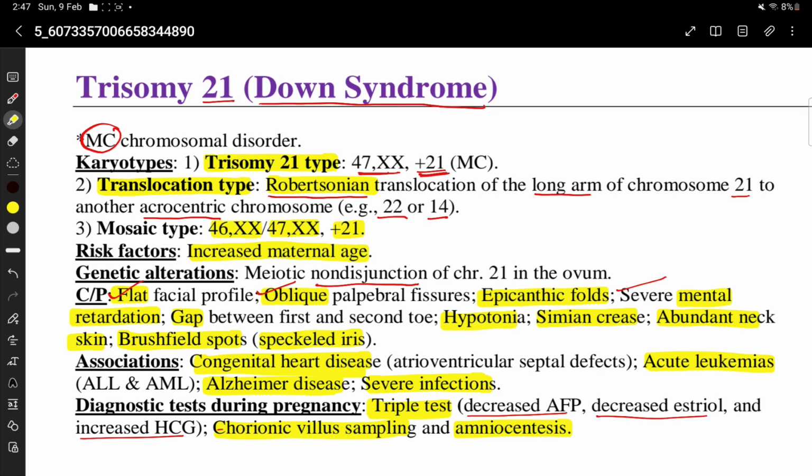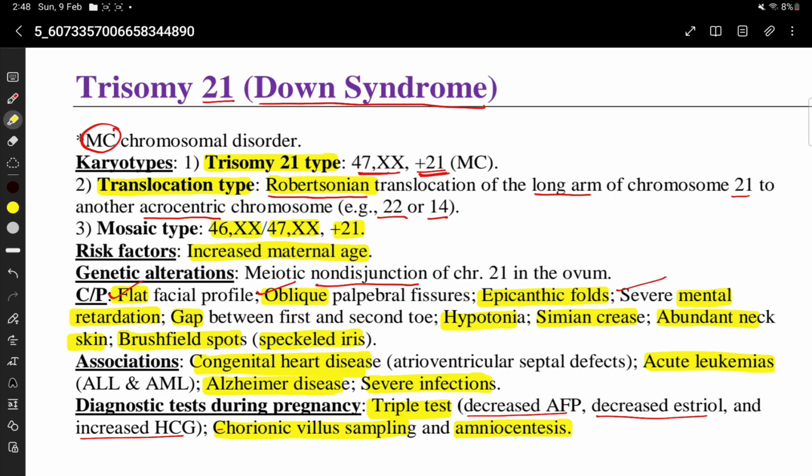Down syndrome is associated with congenital heart disease like atrioventricular septal defect, Alzheimer's disease, acute leukemias like AML or ALL, and lastly severe infections.